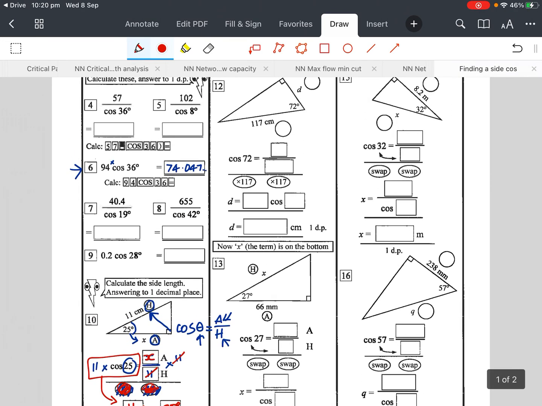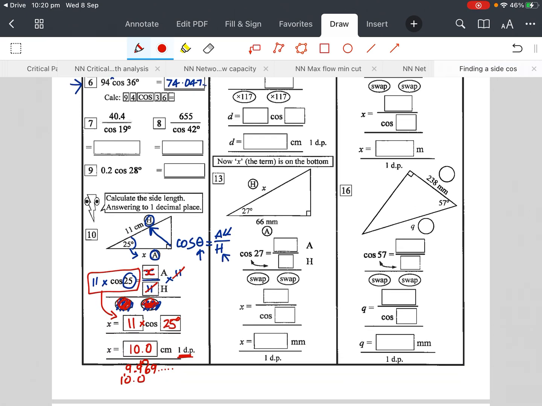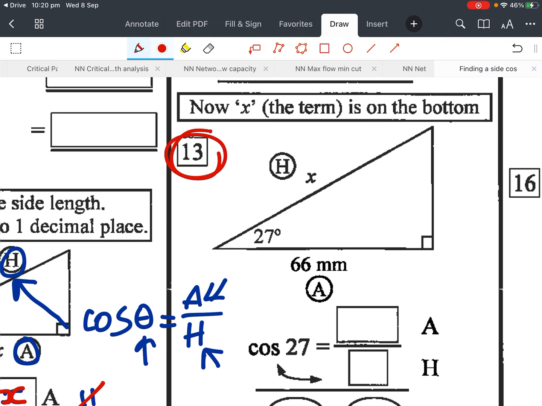Right, let's go back to the first sheet. So the first sheet now, you have a second type. The second type of question is this one here. So let's do the same thing. So this time we've got a 27-degree angle. Next to the 27-degree angle, we have 66, and opposite the right angle, we have x. So when I put this one in my formula, my A is my 66. So 66 goes up the top. 27 goes after the cos, because that's the degrees.